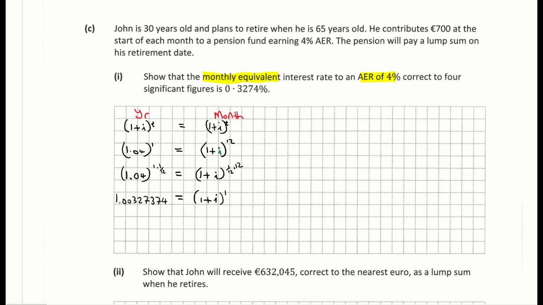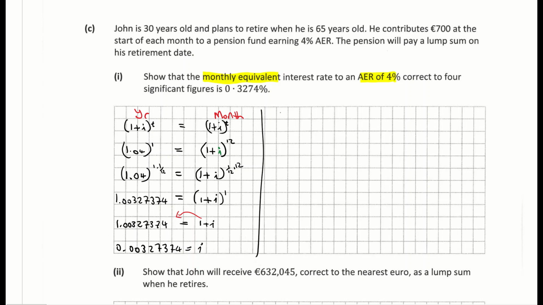1.00327374. So on the right hand side now, 1 plus I to the power of 1 will just become 1 plus I is equal to this long decimal again. And I want to get the value of I on its own, so I'm going to subtract 1 from both sides or move the 1 over. So that becomes 1.003 minus 1, which is 0.00327374 equals I. Interest rate is a percentage, so I now need to multiply that by 100.